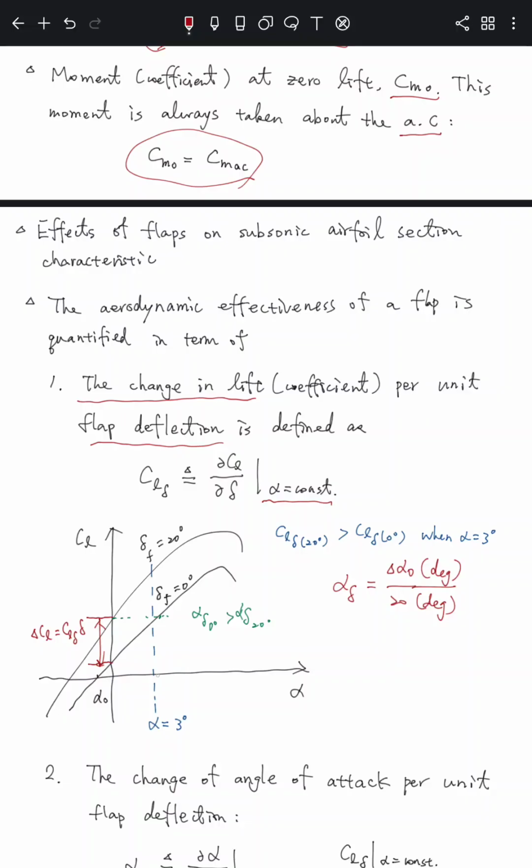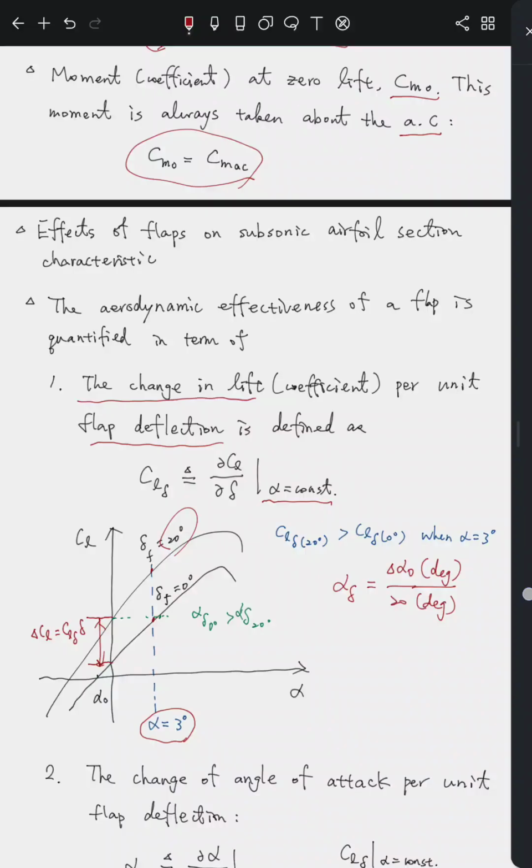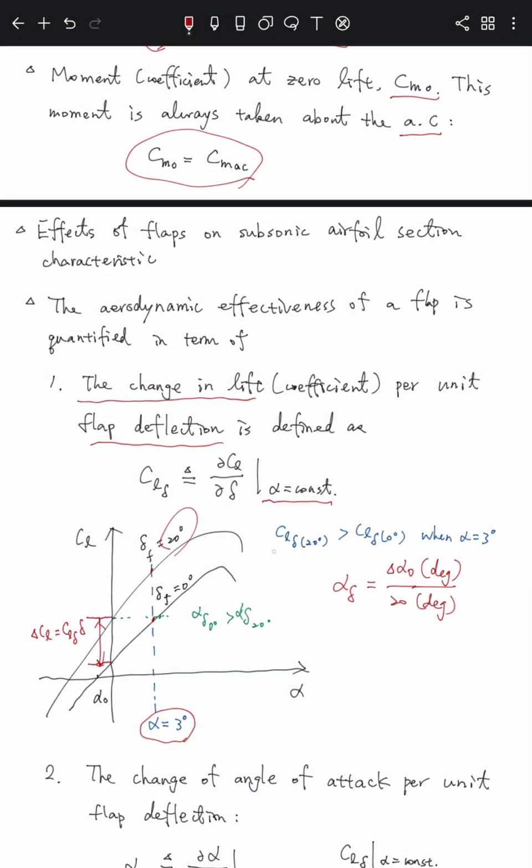For example, if we choose this blue line as angle of attack equals 3 degrees, we can see clearly that this point is on the CL curve given by the zero flap. There is no flap deflection, and this point is the lift coefficient given by the 20-degree flap deflection, which is greater than at 0 degrees. So this is a very good example to demonstrate that the flap can increase the lift.